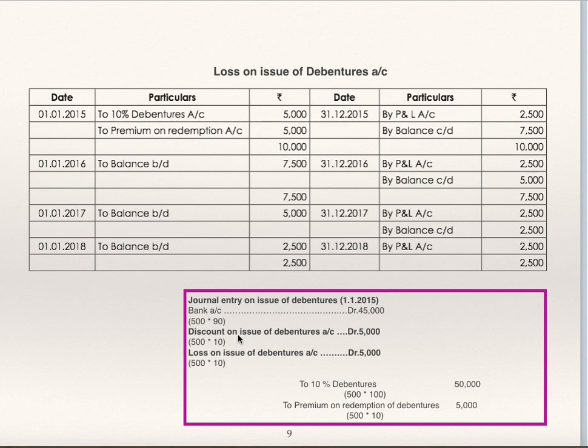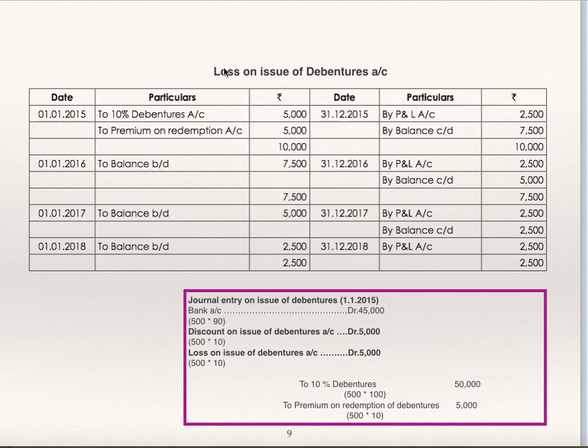The combined entry is bank account debit 45,000, discount on issue of debentures account debit 5,000, loss on issue of debentures account debit 5,000, to 10% debentures 50,000, to premium on redemption of debentures 5,000. Now this 5,000 and this 5,000, total loss on issue of debentures is 10,000. Instead of having these two separate accounts, you can transfer this discount on issue of debentures account 5,000 to loss on issue of debentures also. So instead of writing these two, you can have loss on issue of debentures account 10,000 here.